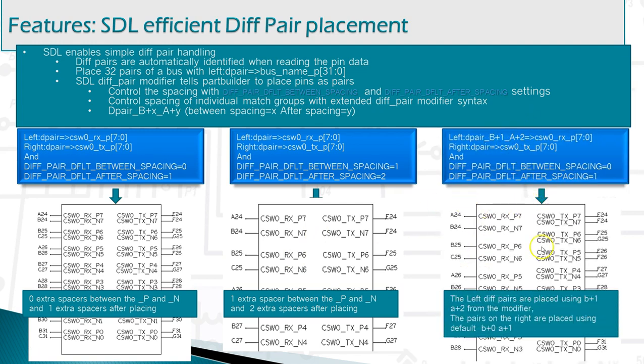And here we're going to show, on this side we're going to use the default spacing, the diff pair default spacing 0 and 1. But on the left side we're going to actually use the modifier. We're going to say we want B plus 1, which will put an extra space between the diff pair elements, and A plus 2, which gives us the equivalent of that side.